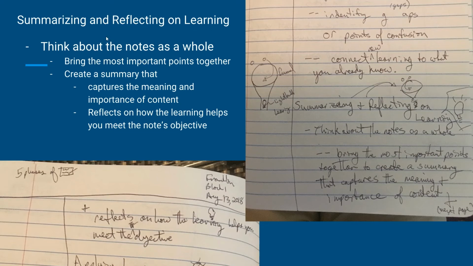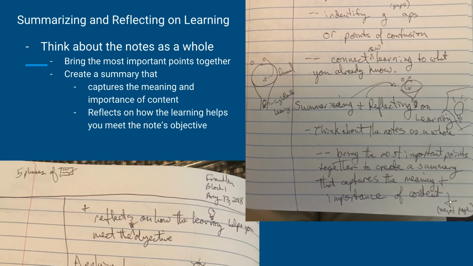Then we go into the phase of summarizing and reflecting on learning. So this is, we're taking all these little bits and pieces and they go into a funnel and they swirl around until they get to the light bulb, which is the image for learning. So we need to think about the notes as a whole, and we need to bring the most important points together to create a summary that captures the meaning and importance of content.